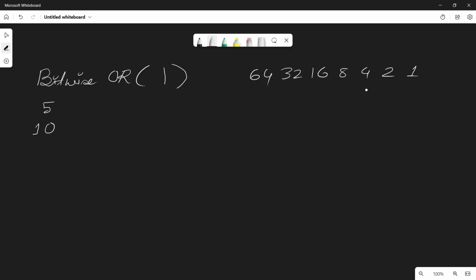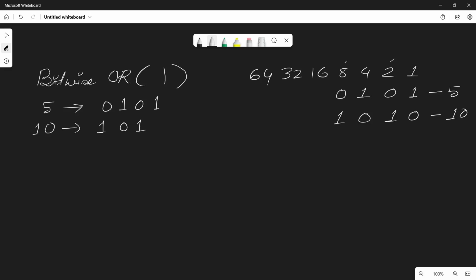So it will be 4 plus 1. So I can write 0, 1, 0, 1. This will be the equivalent of 5. Now 10. So 10 will be 8 plus 2, right? So it will be 1, 0, 1, 0. This is 10. I hope this is making sense and you are trying to understand that. So here I will simply write it down like this: 0, 1, 0, 1 and 1, 0, 1, 0.